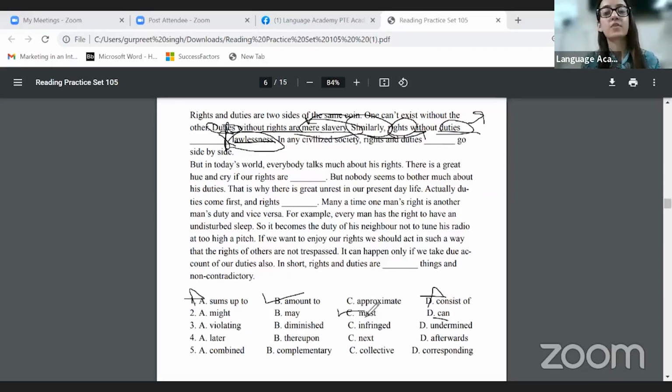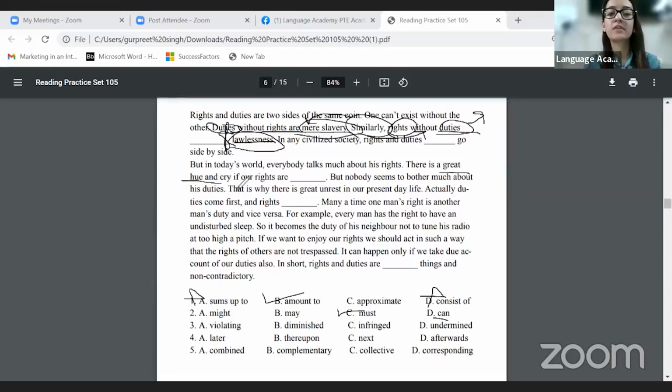Must comes whenever you want to say have to, that there is no doubt in this thing. So rights and duties have to go, means must go side by side. But in today's world, everybody talks much about his rights. There is a great hue and cry. Note it in your list of phrases. Great hue and cry is a phrase.